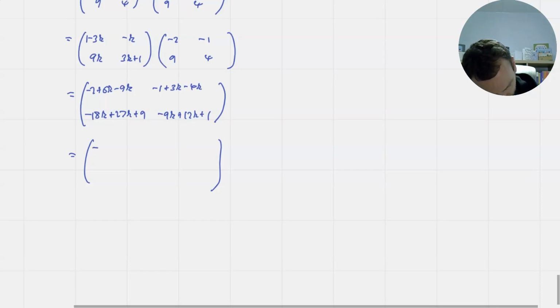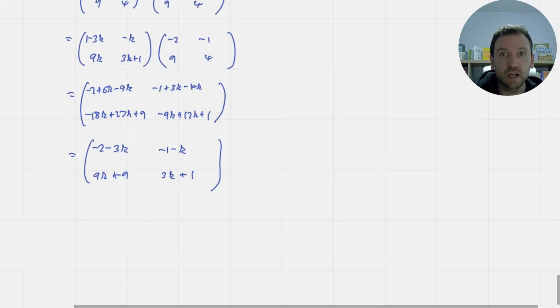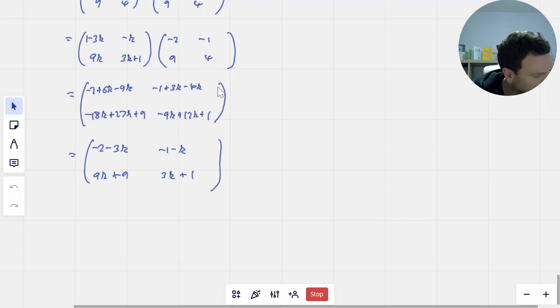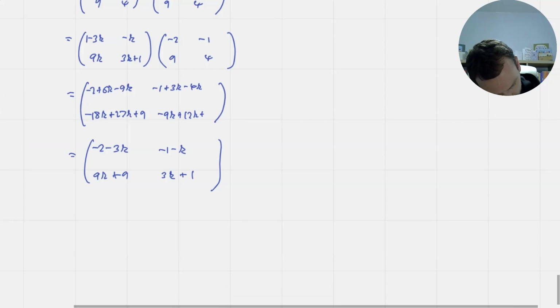So this is going to simplify to negative 2 subtract 3k. This top right is going to simplify to negative 1 subtract k. This bottom left is going to simplify to negative 9k plus 9. And the bottom right to 3k, and then plus 1. And now we need to look at what we're oh, sorry, I've made a mistake with my multiplication there. That bottom right should be a plus 4. That was just me being careless with those.